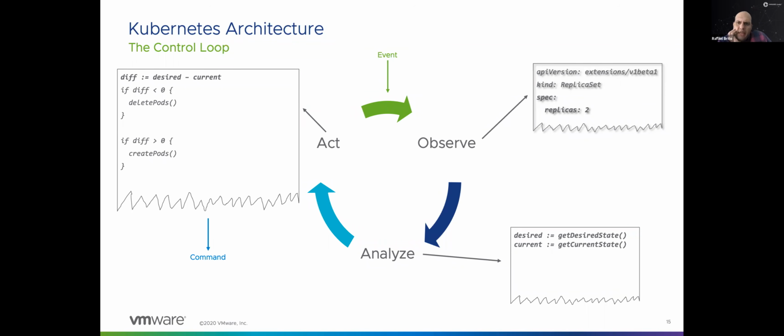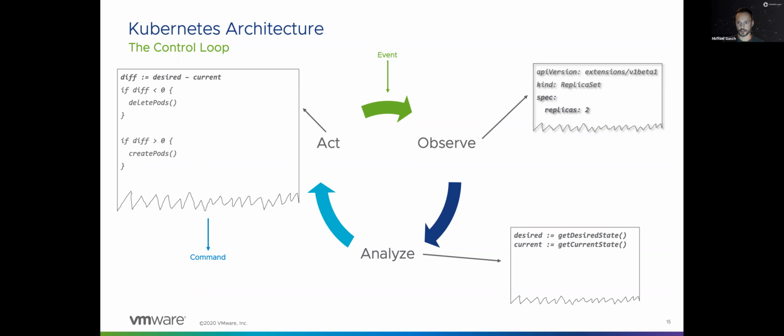Very quick. Yes, you can see that it's observing an object. So the controller has this concept of a root object. Usually there is one controller per object. So you observe one object, in this case, replica set, and then analyze and act. If this action involves other objects, it's fine, but there is one controller looking at one root object, in this case, replica set.